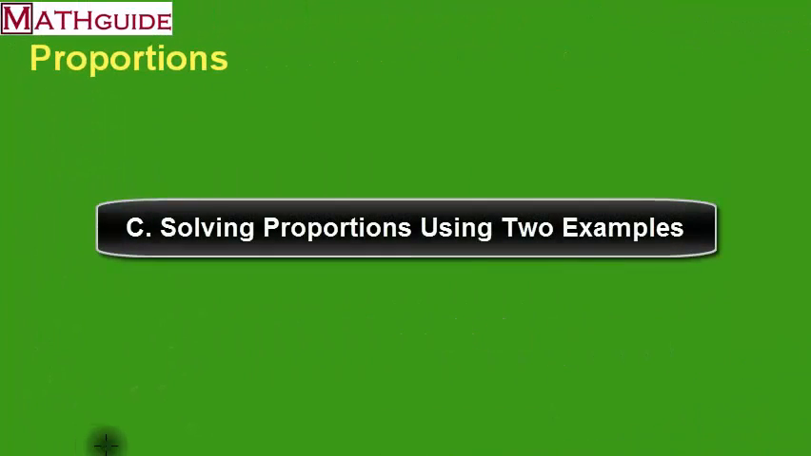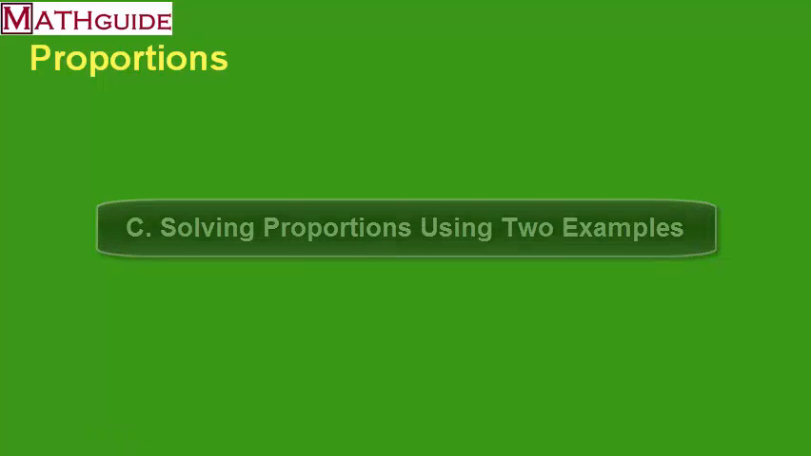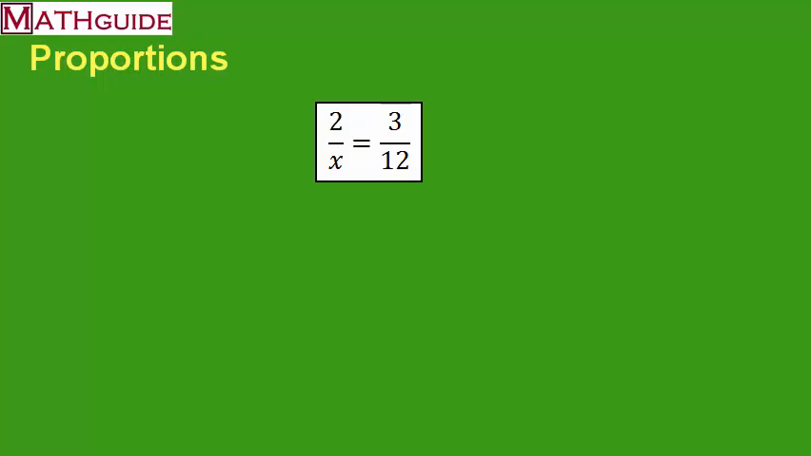In this section, we're going to take a look at how to solve proportions. And I'm going to use two examples. So here's the first example. Right away you can see that we do have a ratio on the right and a ratio on the left. They're equal, so I do have a proportion.